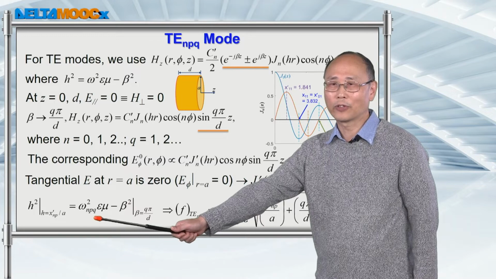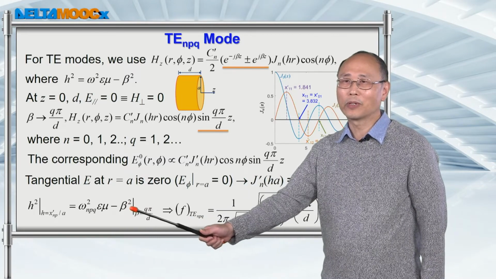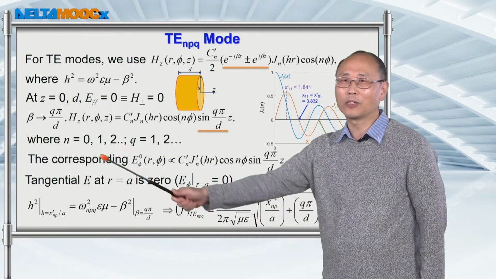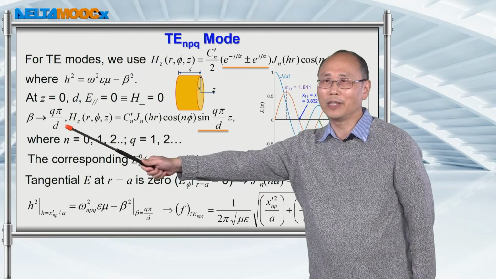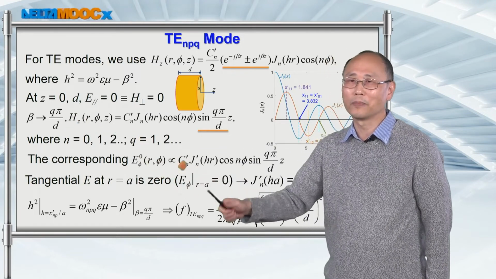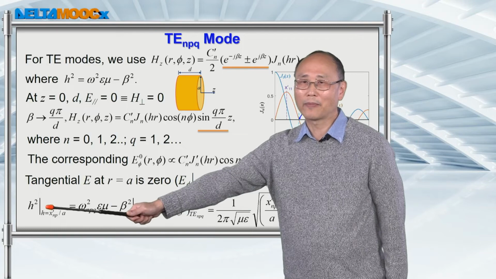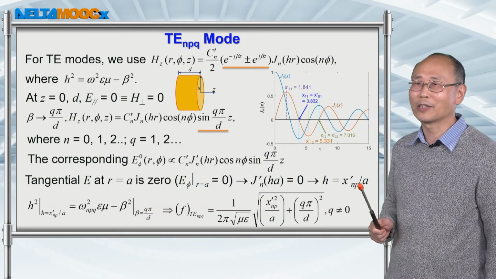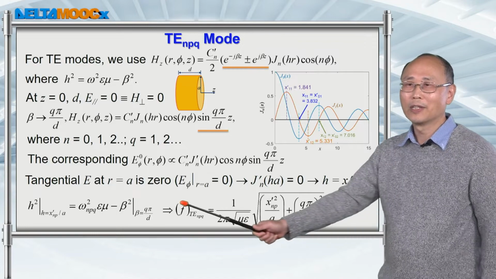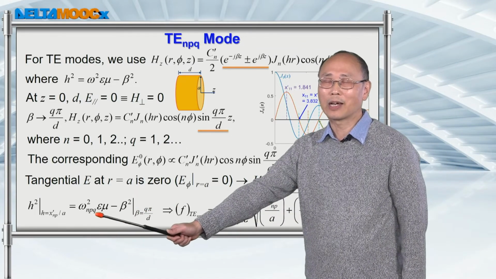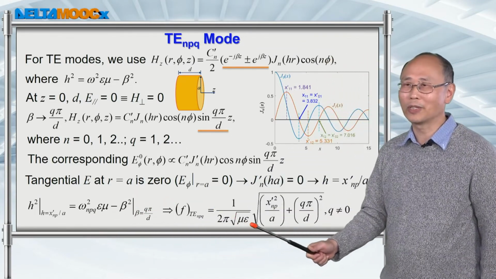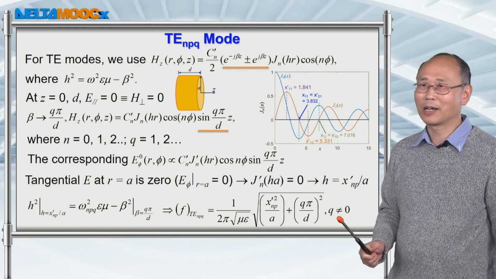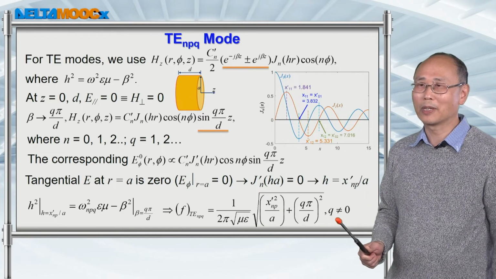So once we know the eigenvalue h from the zeros of the differentiated Bessel function, then we can calculate the resonant frequencies. Well, previously we already know that this beta is equal to q pi over d, and q cannot be 0. And also we have this h value from these zeros of the differentiated Bessel function. So you can calculate this resonant frequency equal to this expression. And remember, q cannot be equal to 0.